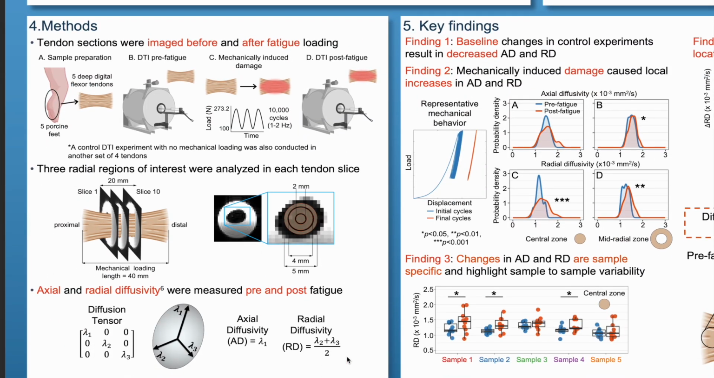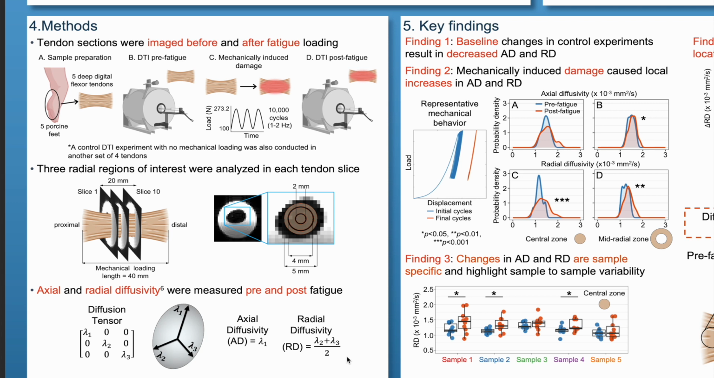To accomplish our research objective, we used 5 deep digital flexor tendons from porcine feet. We obtained a DTI scan of the tendons before undergoing a fatigue protocol. Then, we mechanically induced damage on the tendons using a fatigue loading protocol consisting of 10,000 loading cycles. After the tendons were damaged, we obtained another scan of the tendons post-fatigue. We also conducted a controlled DTI experiment on 4 tendons in which we did no mechanical loading, but obtained 2 scans to obtain the baseline difference in our experiment.